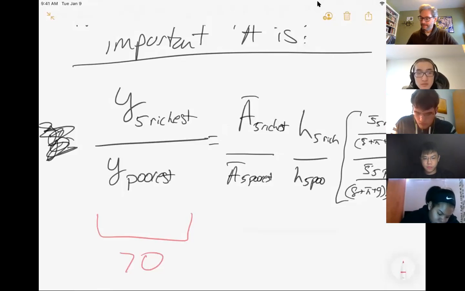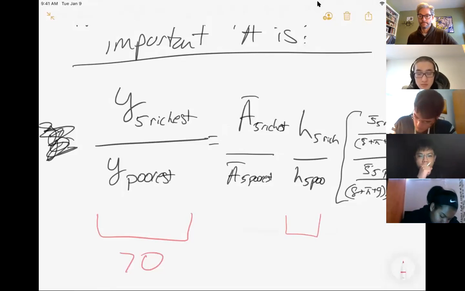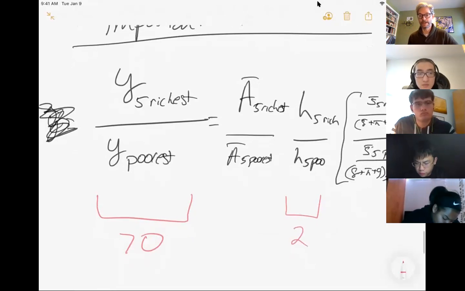What if we look at the ratio of H, right, which is basically based on differences in education? 2. So the rich world definitely has more education, about twice as much. They spend about twice as much on education. What about all of these things? 2.